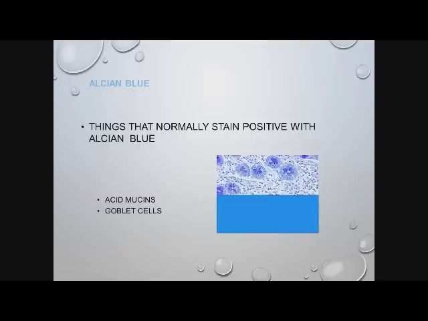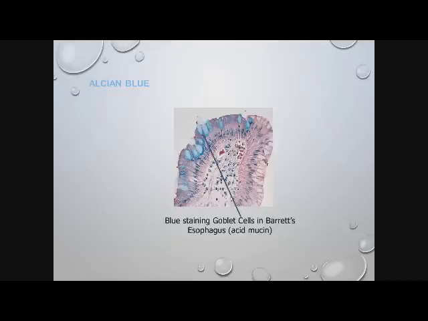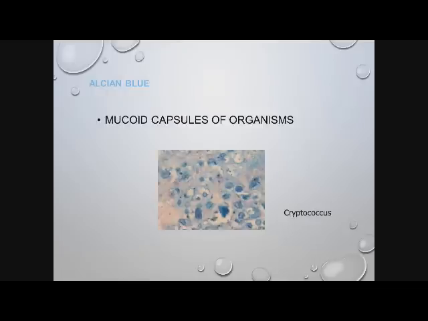Things that normally stain positive with Alcian Blue, we've got acid mucins, goblet cells. Here's a picture of some intestinal goblet cells which produce acid mucin. There's your Barrett's esophagus and the goblet cells which stain. Remember, they are a simple acid mucin. Also stains mucoid capsules of organisms, Cryptococcus.